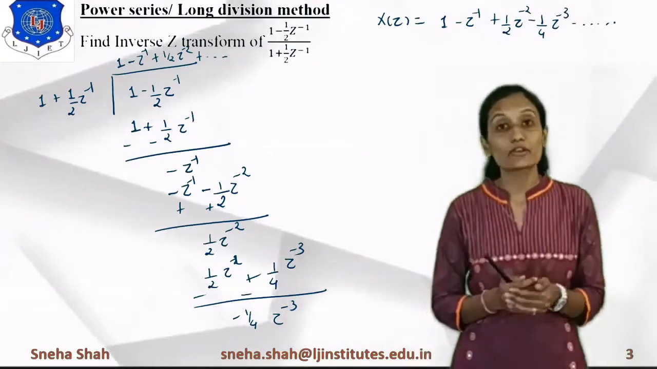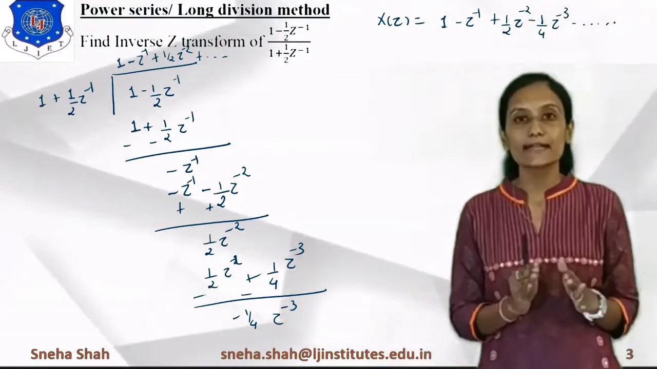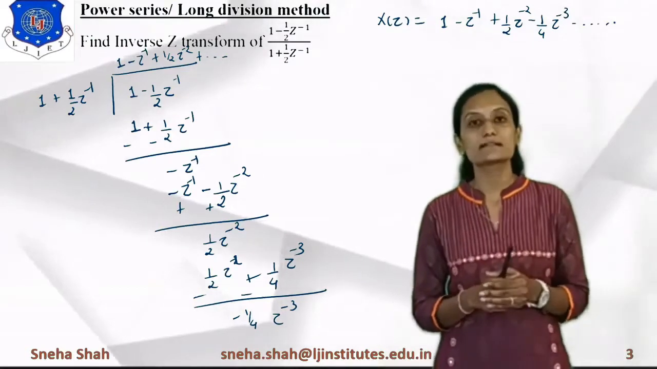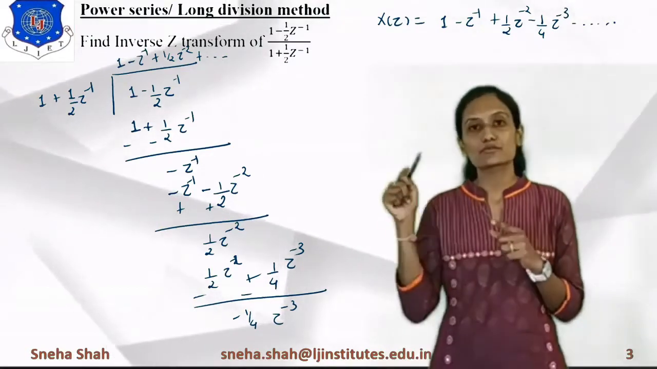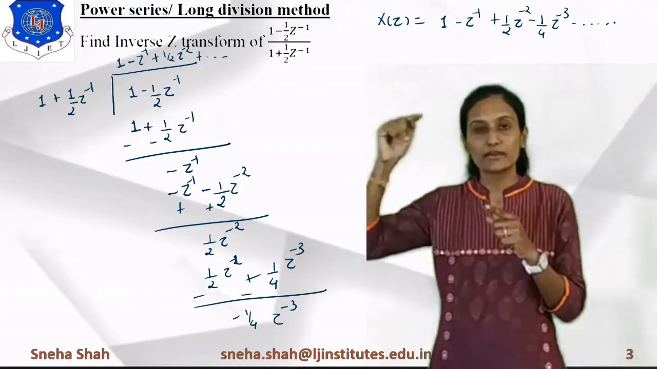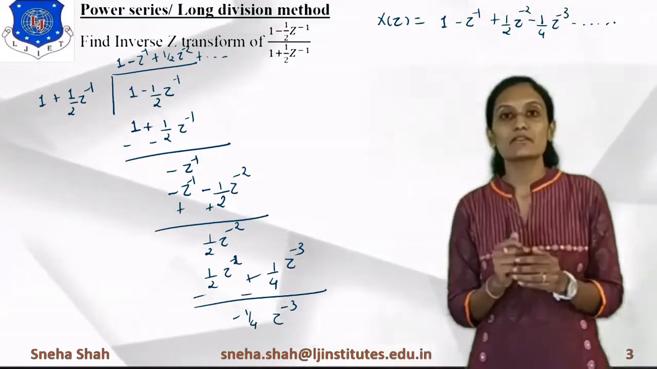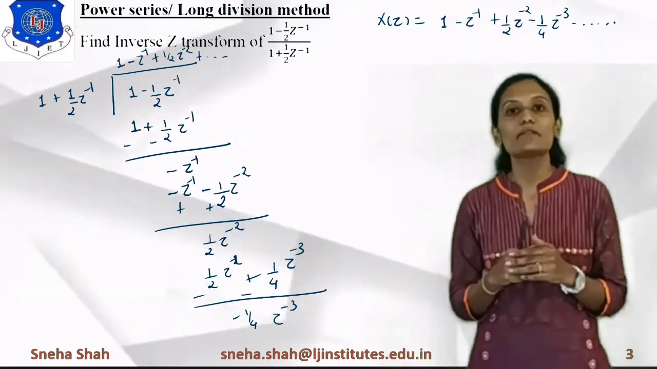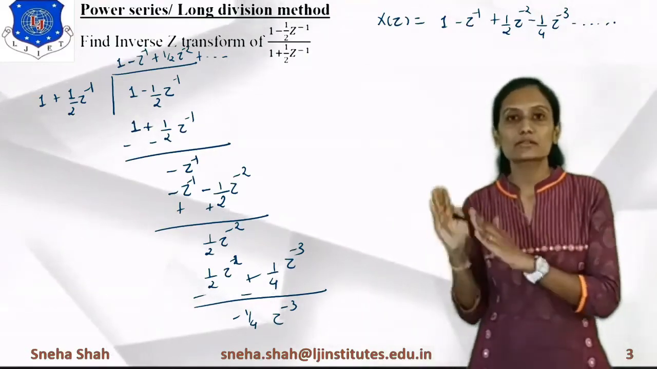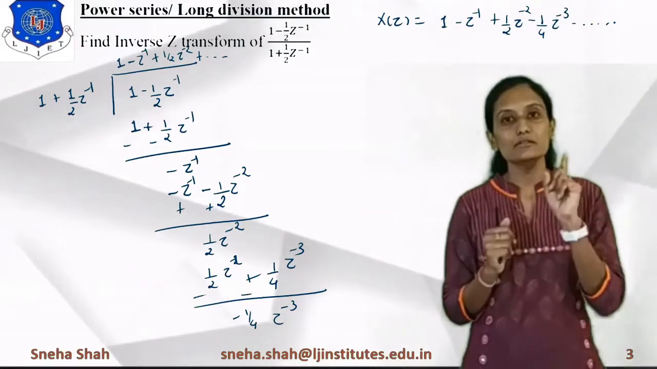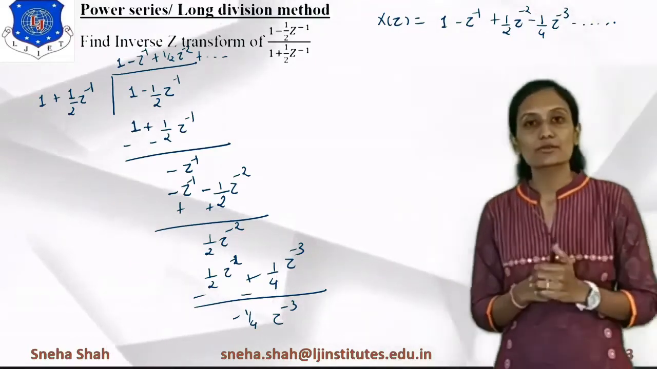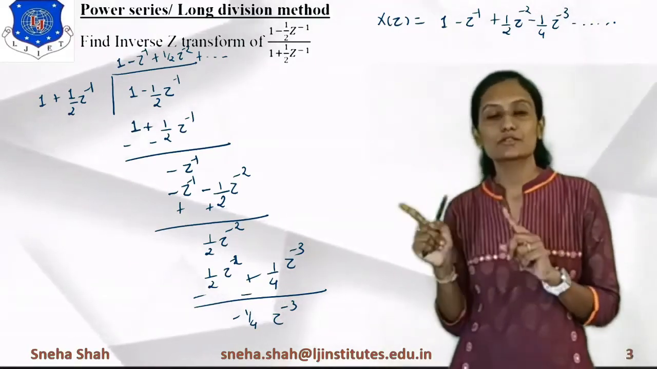Now you can see that from the equation of unilateral z transform, what is the equation of unilateral z transform? X of z equals summation n equals 0 to infinity x of n z raised to minus n. In this term, if I am taking n equals 0, then the term will be x of 0 into z raised to 0. Z raised to 0 equals 1 and x of 0 equals 1, then the answer will be 1 into 1 is 1.